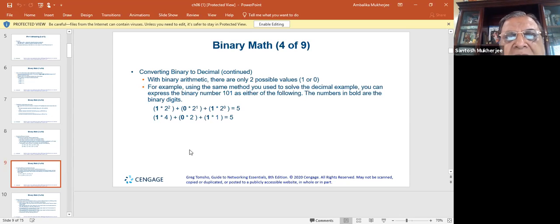Now, see this. We are converting a binary number to a decimal number, and that is 101, which equals 5 in decimal. In binary it is 101, but in decimal it is equal to 5.